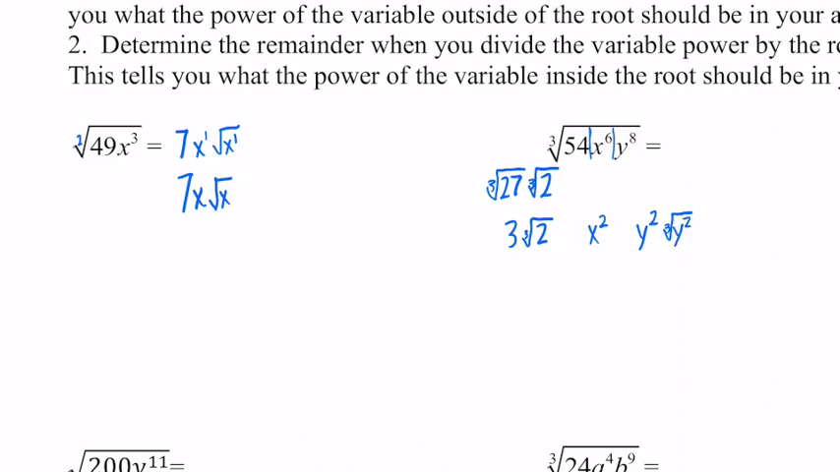To finish now, we take the portions that aren't under the root, the 3, the x squared, and the y squared, and we'll write those together at the front. And we take the parts that are under the root, the cube root of 2, the cube root of y squared, we put those together under 1 cube root.